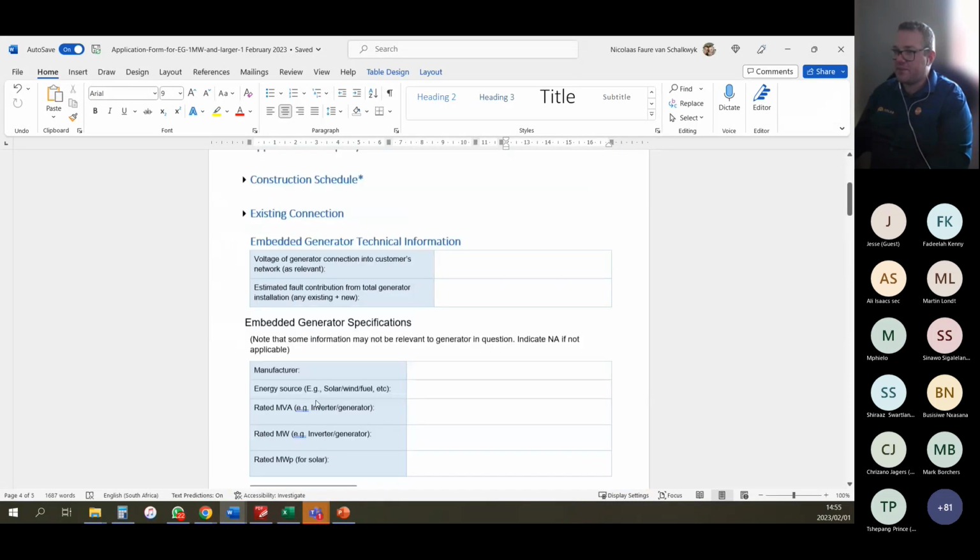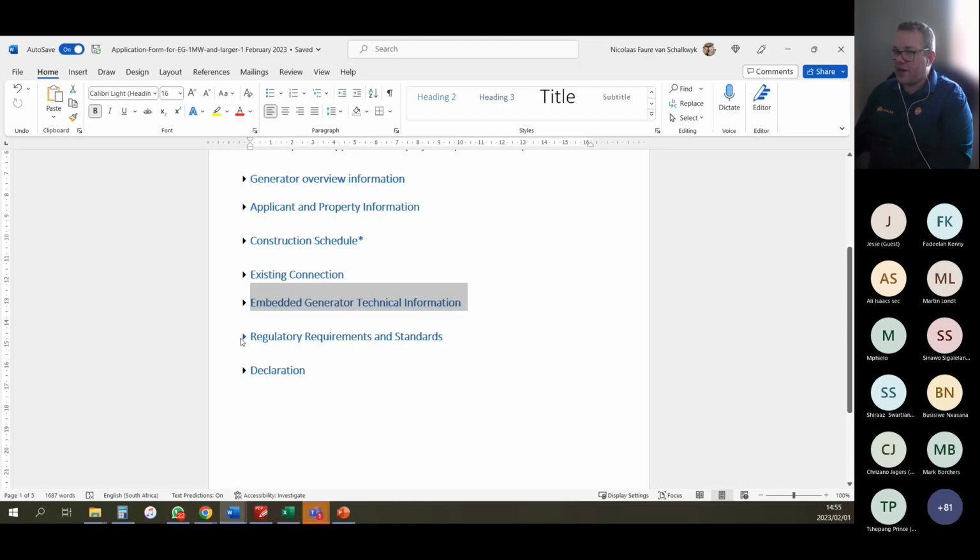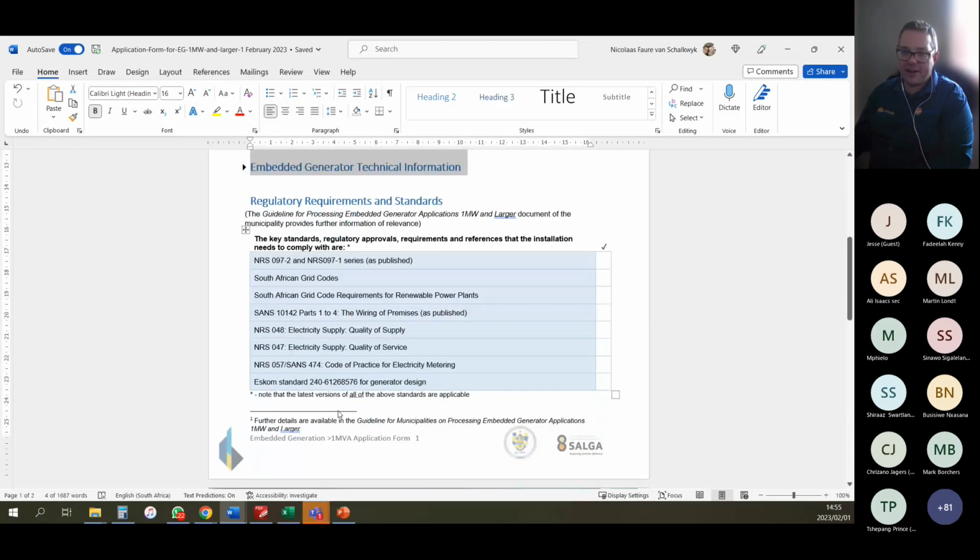And then again, the regulatory requirements and standards. These are the key industry specifications, regulatory aspects, and standards that we are of the view are applicable for these types of systems. So we've got the NRS 097 series, -2 and -1. We've got the South African grid codes. So in essence, we say that the key standard and regulatory approvals, requirements, and references that the installation needs to comply with are these. So in essence, this person that's applying says that when we install the system, we will make sure we comply with these.